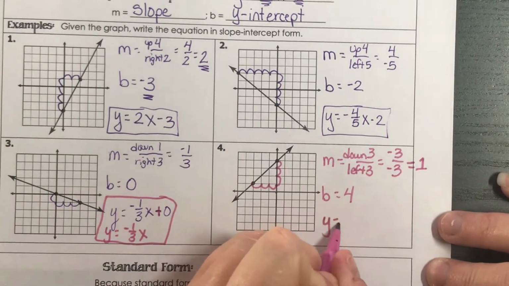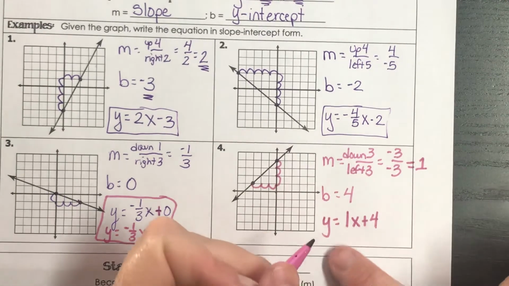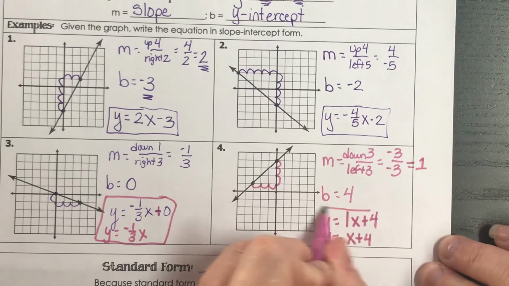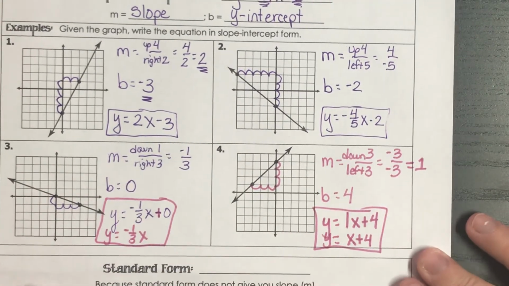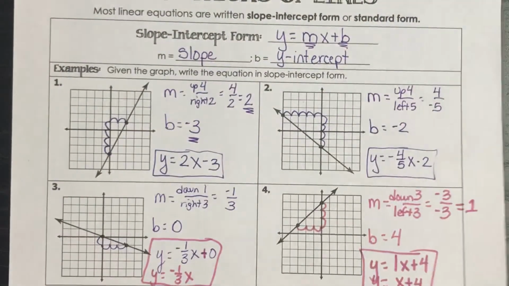So your equation is y equals 1x plus 4, or instead of putting the 1, if you just put x, we know there's a 1 in front of it. So either one of those would be totally fine in Go Formative as well. So that is one of the things that you're going to be doing today, finding the equations from graphs.